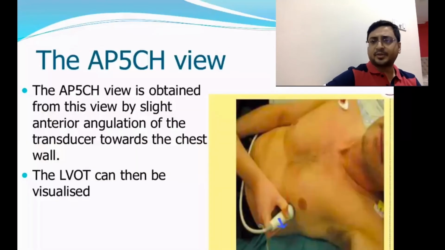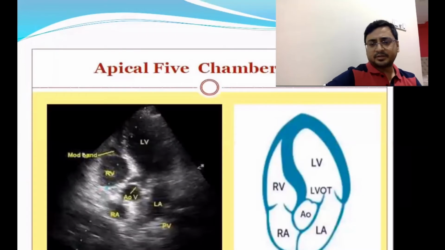Now coming to a slight modification of the apical four chamber, the apical five chamber view, where we can also see the aorta as well as the LVOT along with the four chambers. This view is obtained from the apical four chamber view by slight anterior angulation of the transducer towards the chest wall. The LVOT is one of the important aspects in the apical five chamber view, and in several disorders we can see a lot of abnormalities in the LVOT. You can see the pointer, and this is how the apical five chamber looks. This is the aorta and the LVOT along with the four chambers.